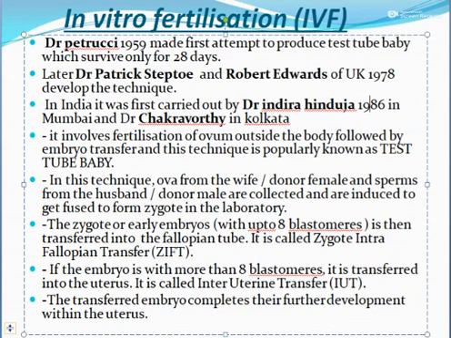Okay, in these techniques, ova from the wife or a donor female and sperm from the husband or a donor male are collected and induced to fuse to form a zygote in the laboratory. The zygote or early embryo, up to the 8 blastomere stage, is then transferred into the fallopian tube. It is called zygote intrafallopian transfer.